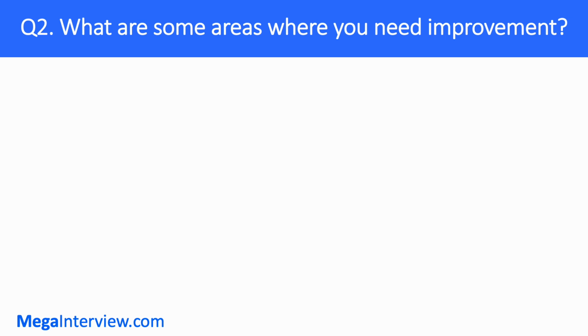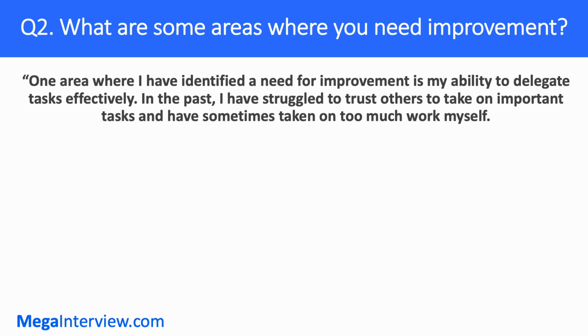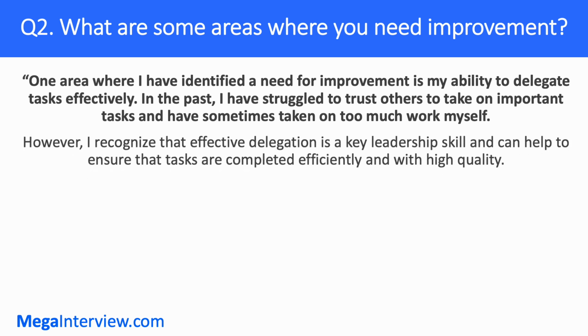What are some areas where you need improvement? One area where I've identified a need for improvement is my ability to delegate tasks effectively. In the past, I've struggled to trust others to take on important tasks and have sometimes taken on too much work myself. However, I recognized that effective delegation is a key leadership skill and can help to ensure that tasks are completed efficiently and with high quality.